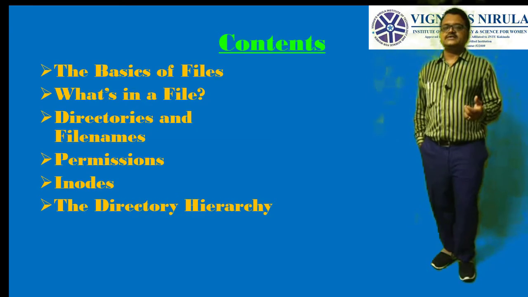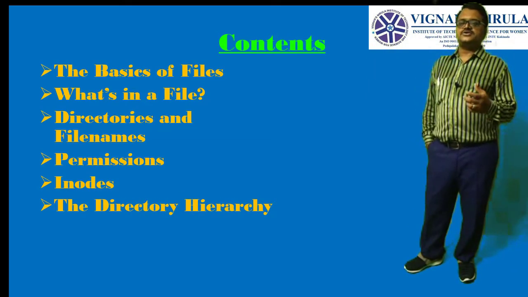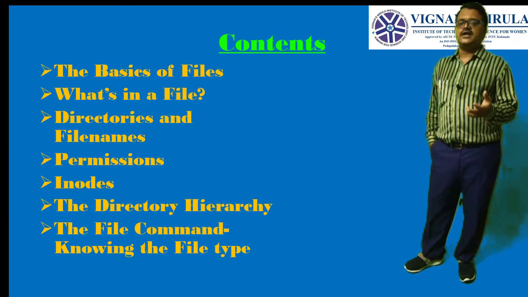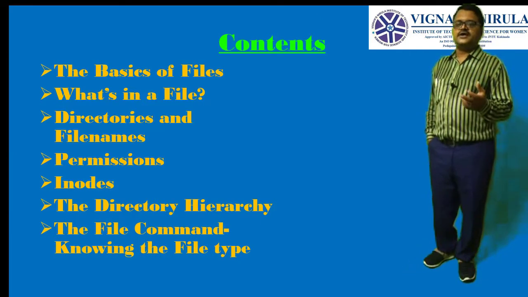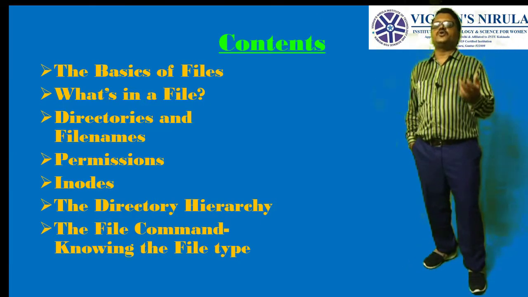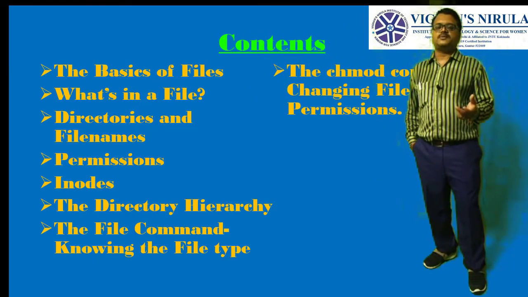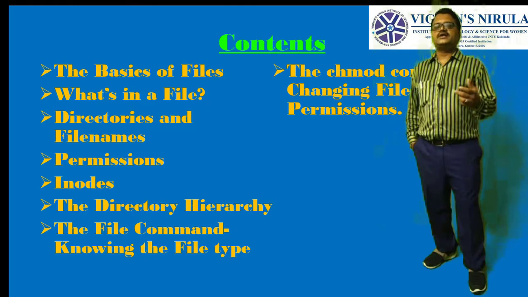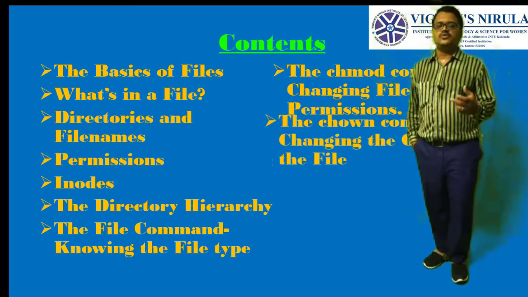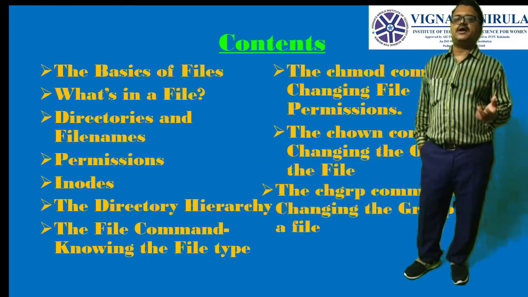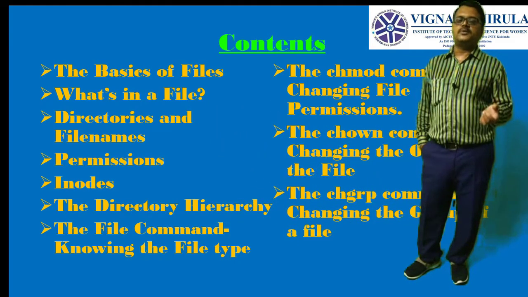Next topic is file attributes and permissions. In this there are four topics present. First one is again the file command. After that we will see the chmod command, that is to change the permissions of a file. Next is the chown command, that is how to change the owner of the file. And third one is the chgrp command, that is how to change the group associated with the file.